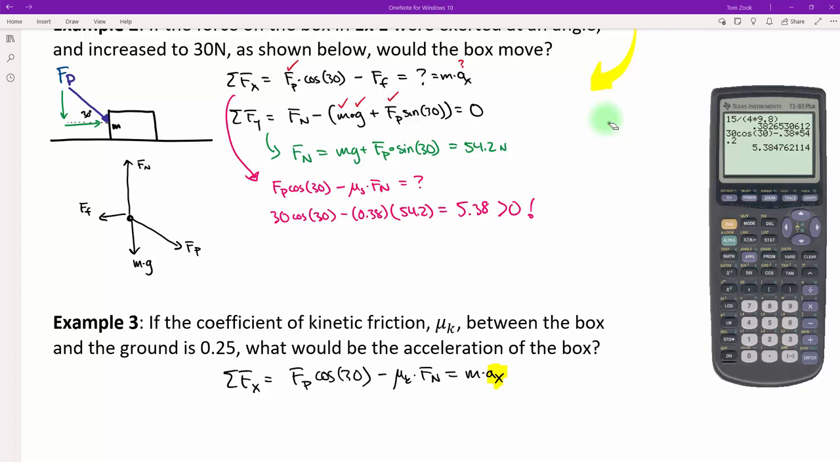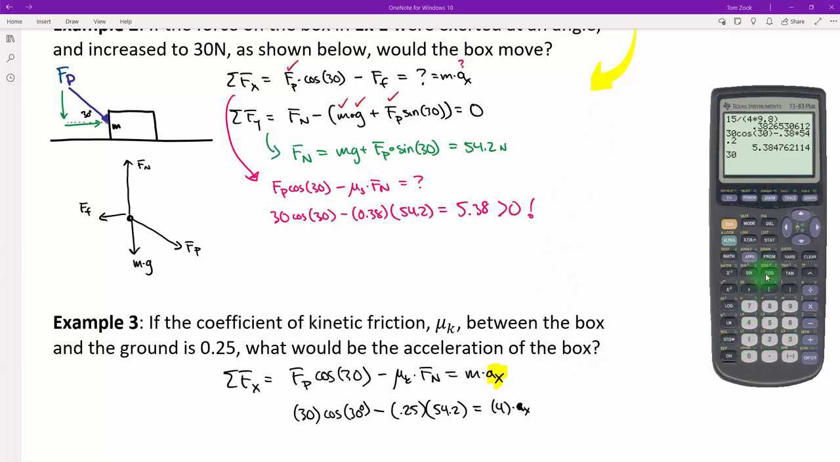So I've got 30 newtons, cosine of 30 degrees, minus the new coefficient of friction, oops, I wrote that wrong, 0.25, times the normal force, which is the same, it didn't change, it's still 54.2. And that's going to be equal to m times a, and our m was 4 kilograms. So from that, we can calculate what the a is. Let's do that on the calculator here.